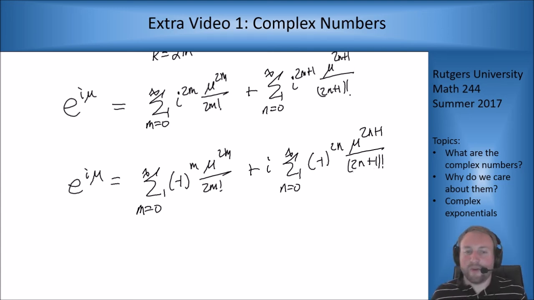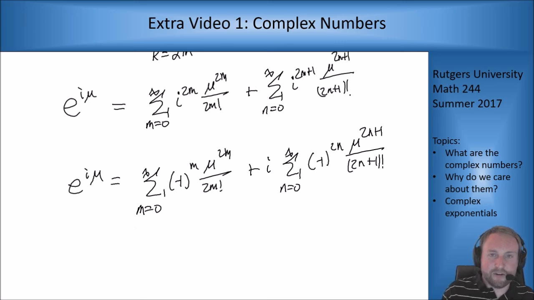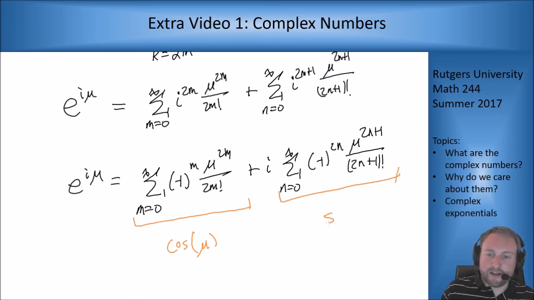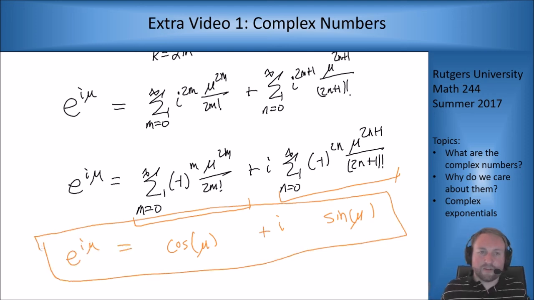And now if you go back to your calc book, you will see that this power series right here is exactly cosine of mu, and this right here is exactly sine of mu. With the i out front, that gives me exactly Euler's formula. All right, cool, so it all works. That form gives us the way to turn complex exponentials into sines and cosines, which we're going to see is helpful later when we're talking about springs in motion, because we get oscillation.